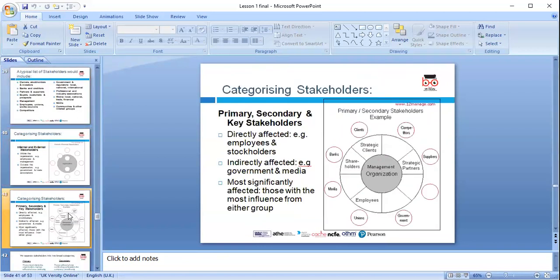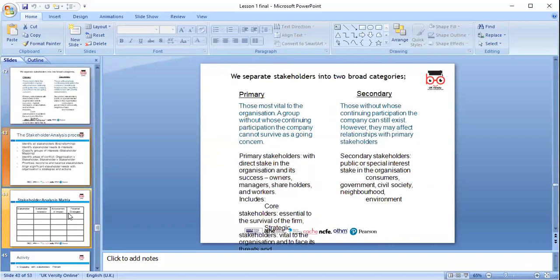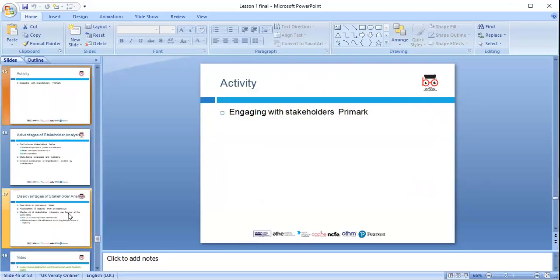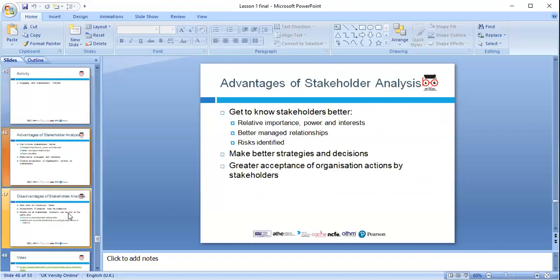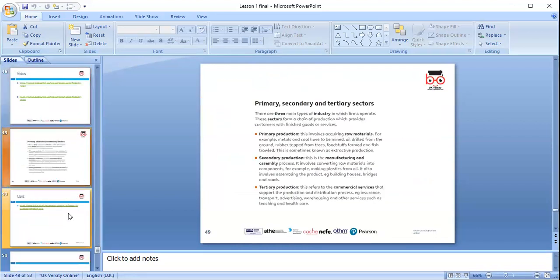Yes, we said how we can meet their expectations. You look, some are more, and you have to develop the strategies accordingly, engaging with stakeholders. The case study of Primark is available on Moodle as well. So we can go through primary, secondary, and tertiary production. Primary is where we have raw material industries, secondary is the manufacturing sector, and tertiary, our third sector, is known as the service sector.